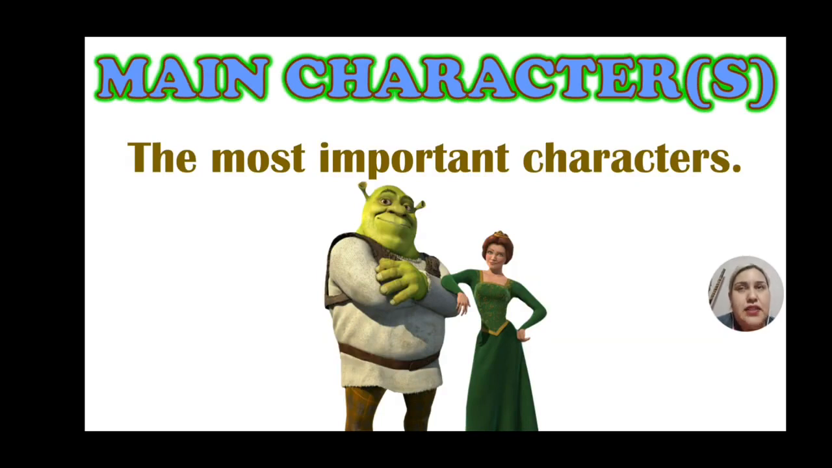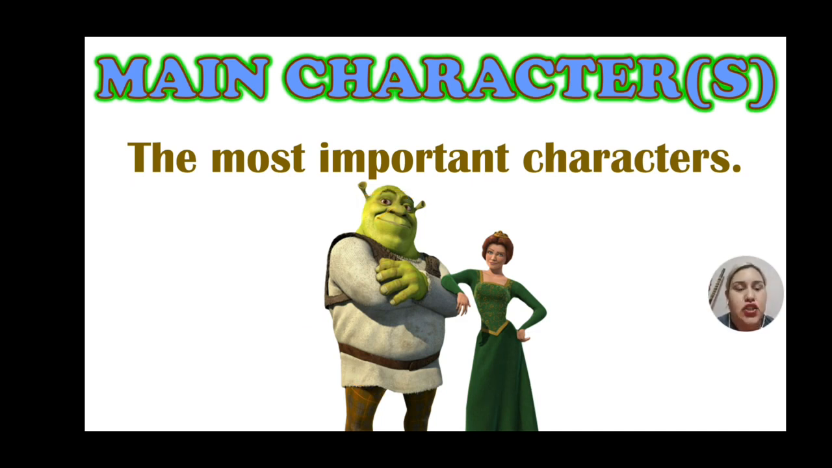And of the characters, we have two types: the main characters and the secondary characters, okay? The main character. What is a main character? Remember, character, singular, one. Characters, a lot, okay? Two or more. So the main characters are the most important characters in the story. For example, in Shrek's story, the main characters are Shrek and Fiona. They are the principal actors in the story, okay?